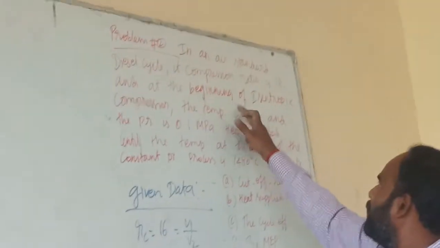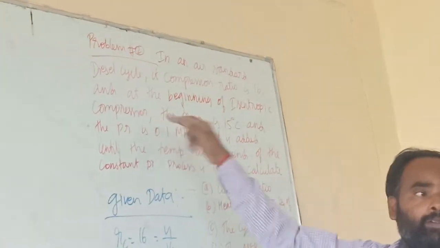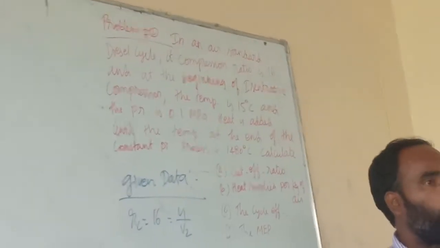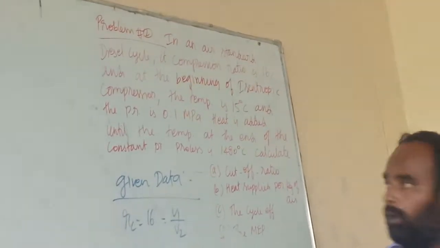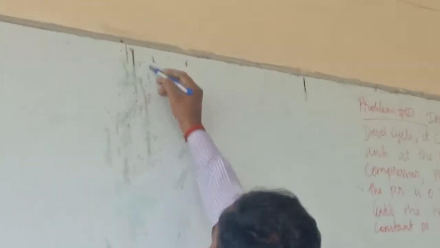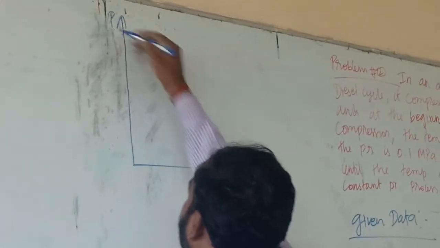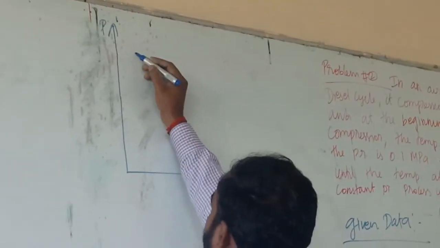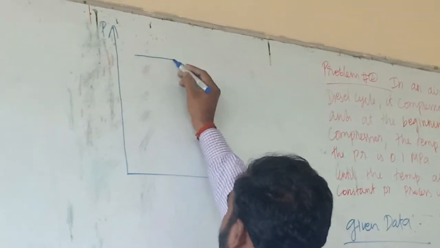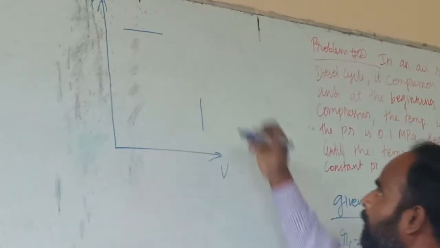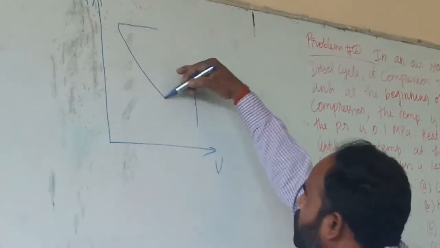And at the beginning of the isentropic compression, what will be the beginning of the isentropic process? Is it state 1 or 2? We may not have the idea, so for that we will draw the PV and TS diagram. Since it is a diesel cycle, heat supply will be at constant pressure and heat rejection will be at constant volume. Then this will be an isentropic compression.